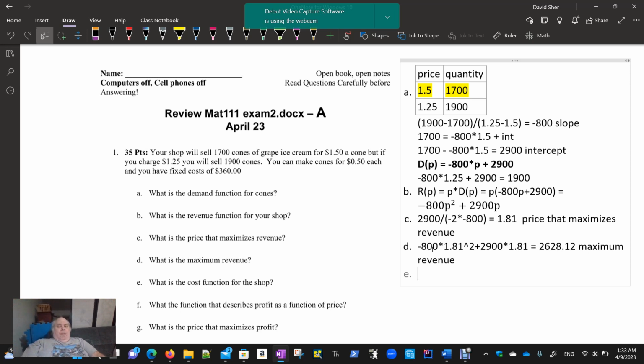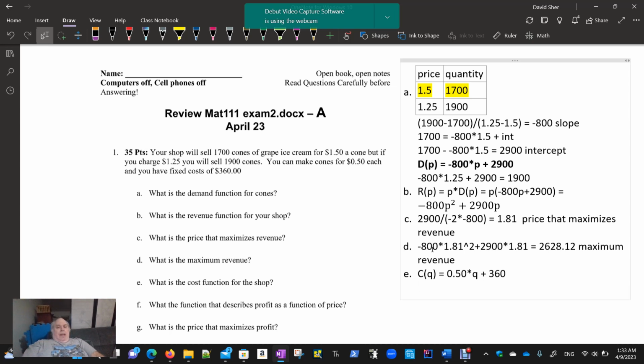So now, let's talk about cost. We're going to start with the cost as a function of quantity. And that's going to be, okay, in this problem, it's 50 cents times the number of cones. So 50 cents times the quantity plus 360.